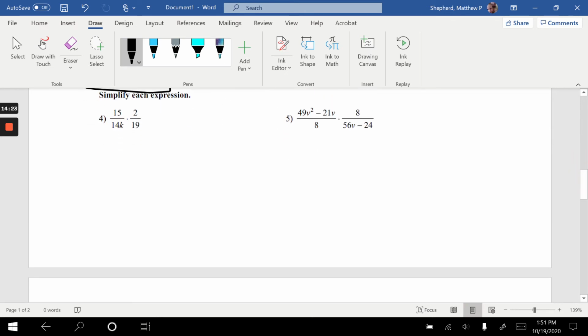All right, now when you multiply fractions, you're just multiplying the numerator to the numerator, the denominator to the denominator. So 15 times 2 is 30. 14 times a 19 is 266. Then we got a k. Now, just like I showed in that fraction example up above, we want to think of a number that we can pull out of both of those. Both of them are even, so I'm just going to pull out a 2.